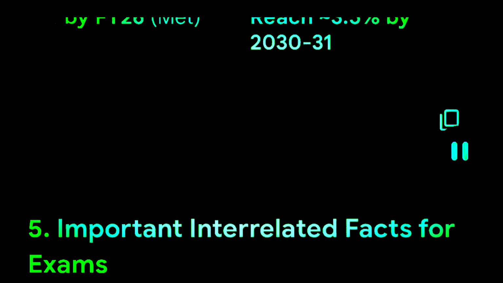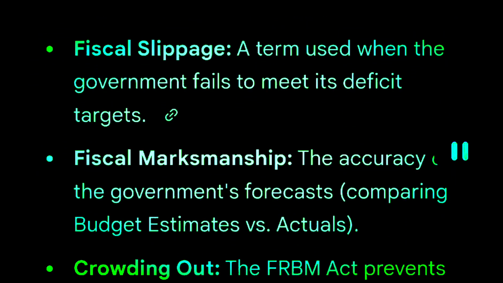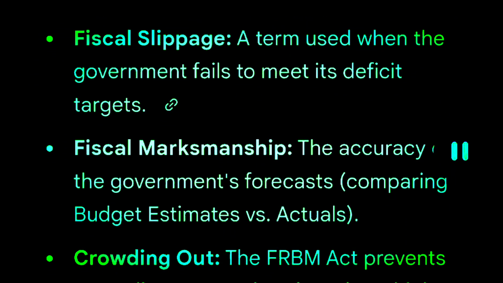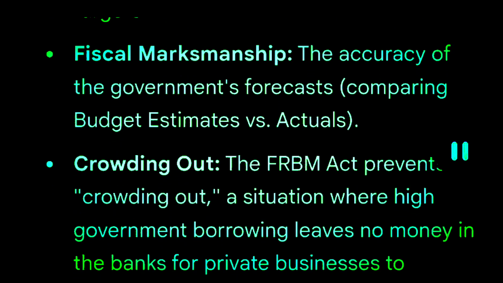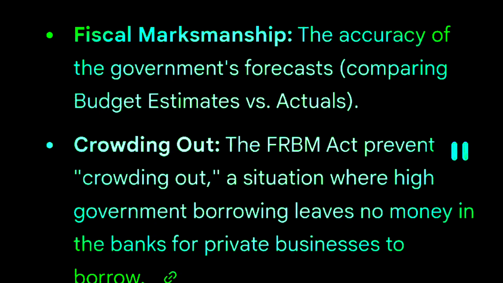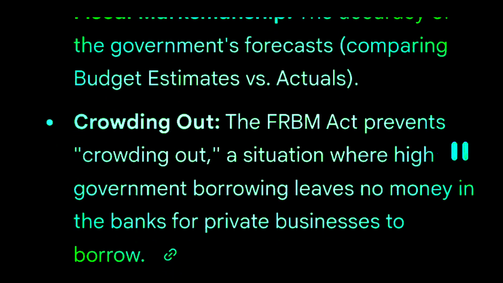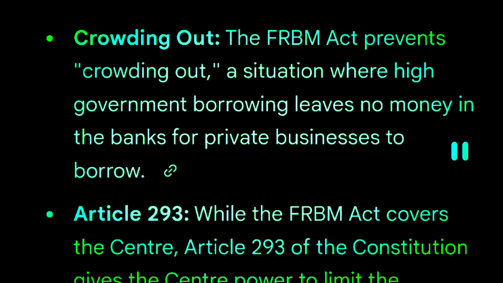5. Important interrelated facts for exams. Fiscal slippage, a term used when the government fails to meet its deficit targets. Fiscal marksmanship, the accuracy of the government's forecasts, comparing budget estimates versus actuals. Crowding out. The FRBM Act prevents crowding out, a situation where high government borrowing leaves no money in the banks for private businesses to borrow.